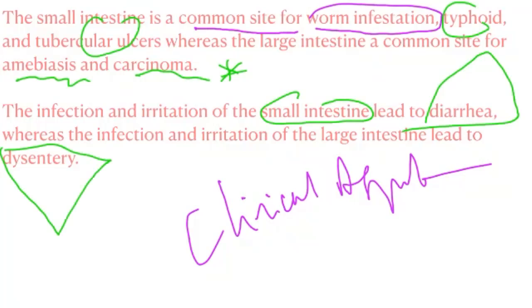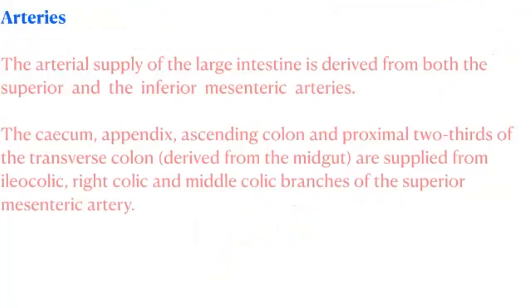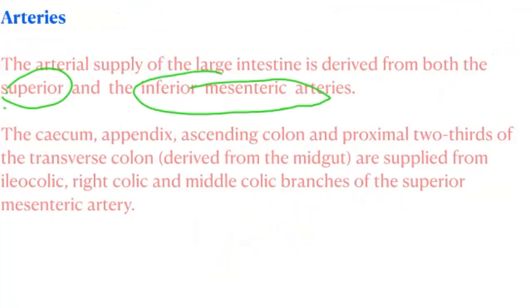Coming to the arterial supply, because we are covering the overview of the large intestine, right? The arterial supply of the large intestine is derived from both the superior and inferior mesenteric arteries because of its development from both midgut and hindgut. The cecum, appendix, ascending colon and proximal two-thirds of the transverse colon are derived from the midgut, so they are supplied by the superior mesenteric artery, right?